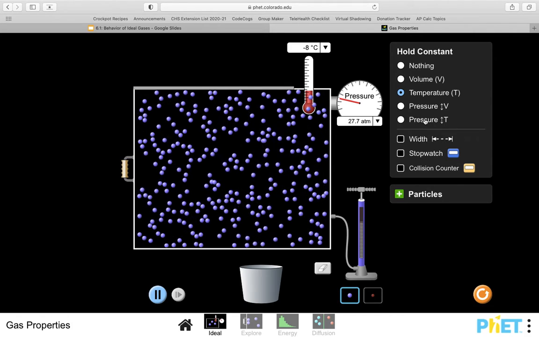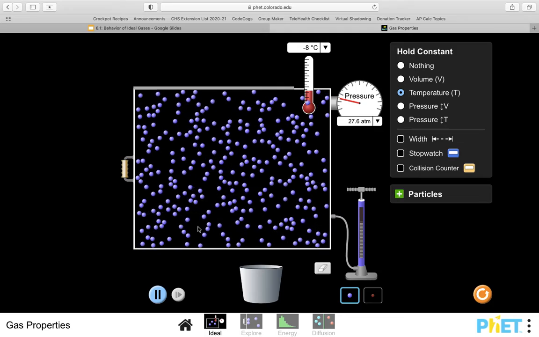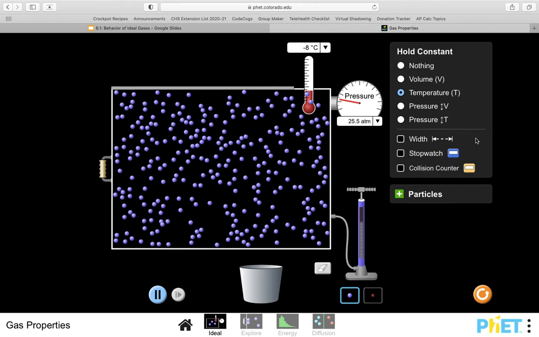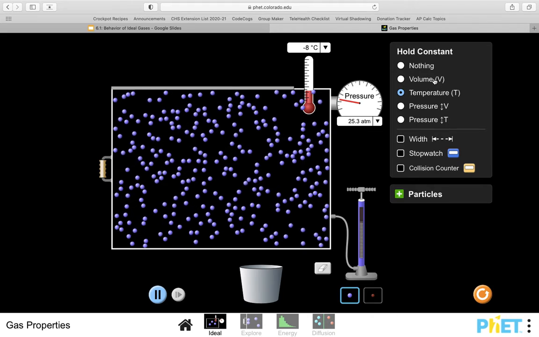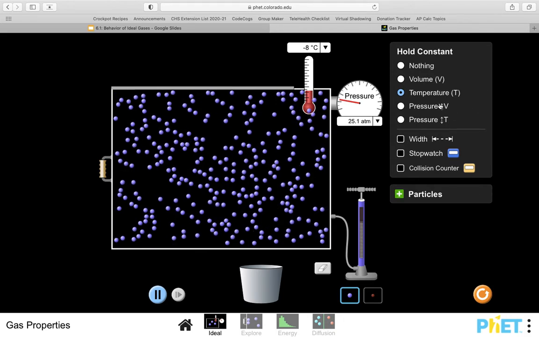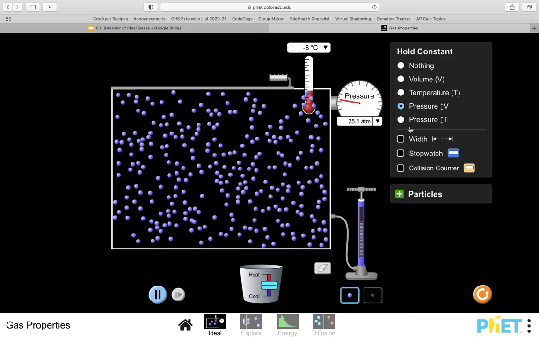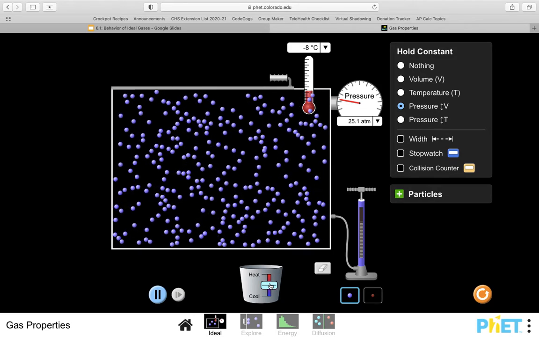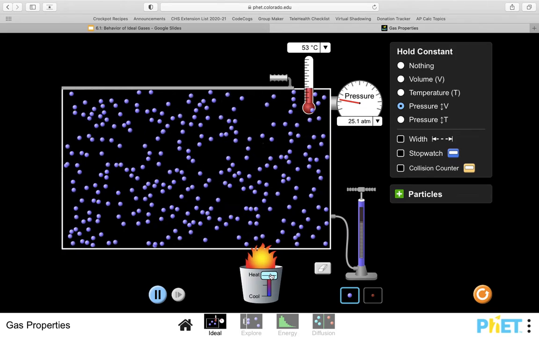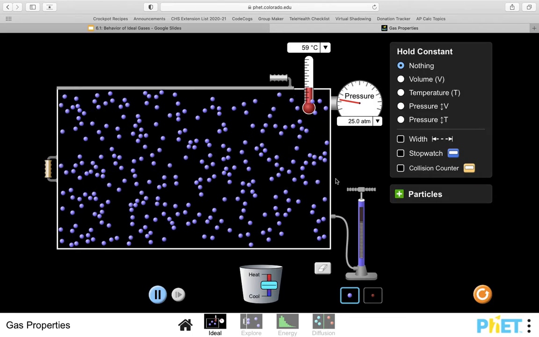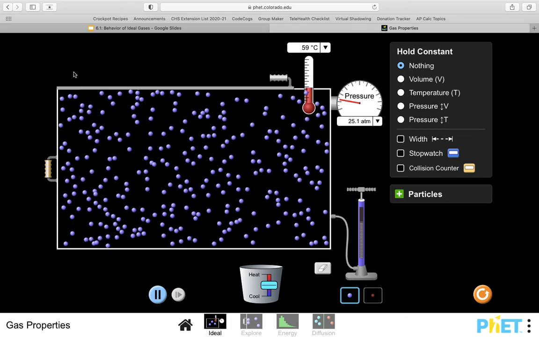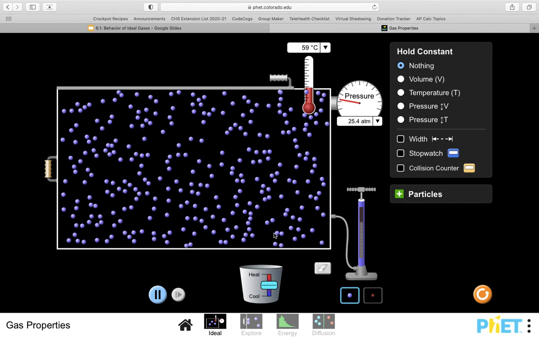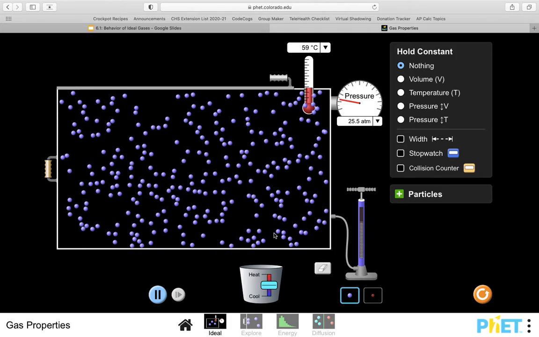Constant temperature, same amount of force, just over a larger surface area, resulting in a decrease in pressure. So now let's say we hold pressure constant, okay? So we hold pressure constant, then we can see that the volume expands because our container is able to expand to accommodate the increase in kinetic energy of our gas molecules, thus showing us Charles' law in effect.